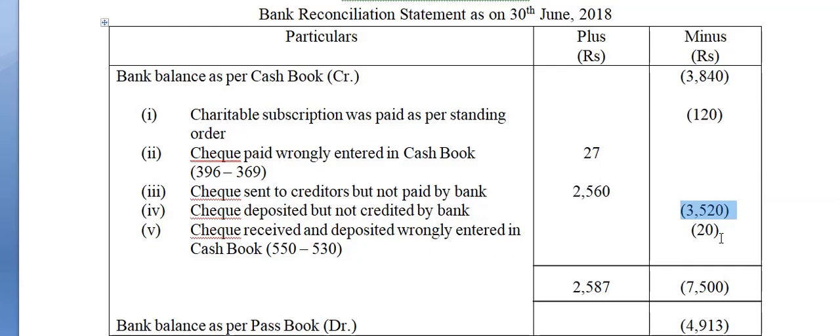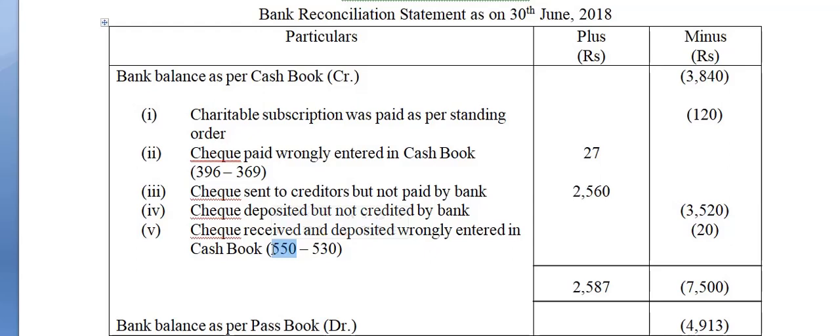Okay, and this last one. On 20th June, a cheque of rupees 530 was received from a customer in settlement of an invoice for 550. An entry of 550 had been made in the cash book. So actually you received the cheque for rupees 530, but in the cash book you recorded it as 550. However, the account was settled for 550 only.